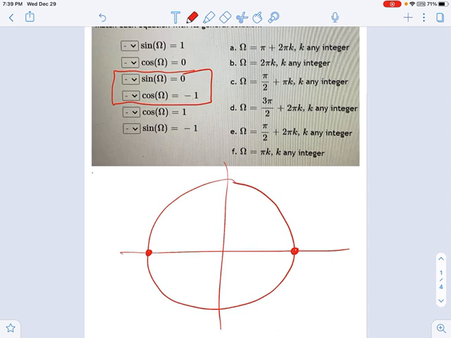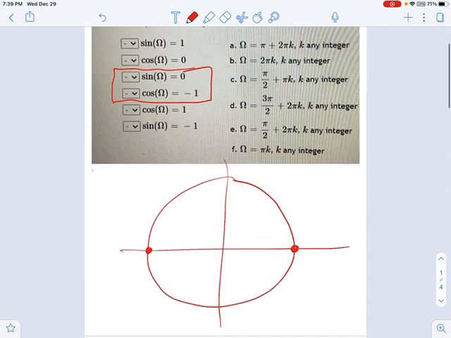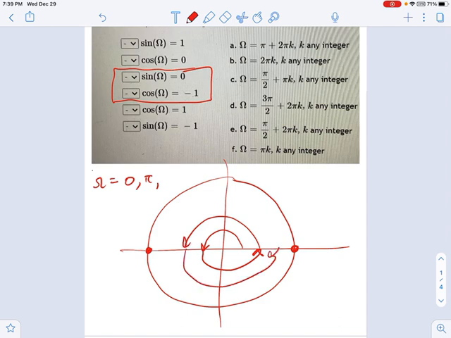And I need to find some way of saying the following in a formula. Okay, so I need to say omega equals 0, pi. But if you think about it, that's only this far around. And I'm really going around there. So 2 pi, 3 pi, 4 pi, and so on and so on in spirals. So 2 pi, 3 pi, etc.